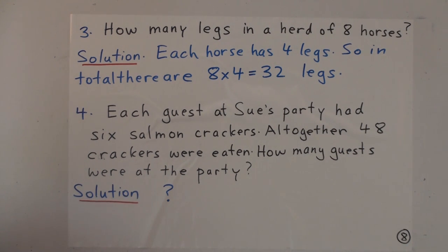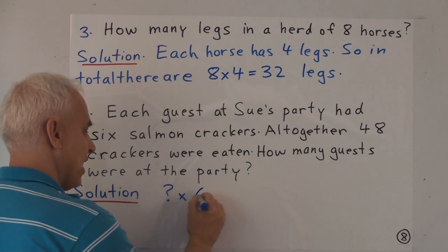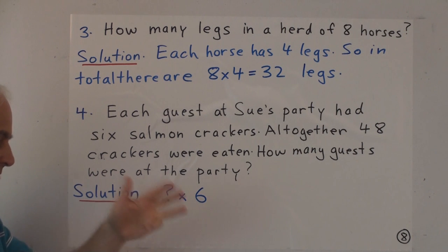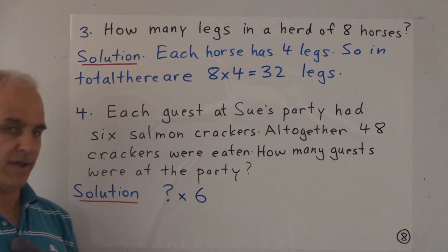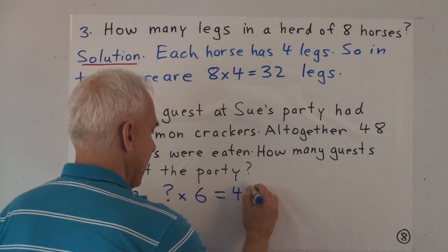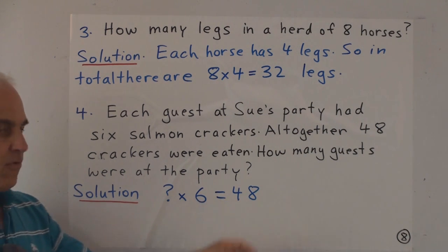So this is the number of guests. What do we know? We know each guest eats 6 crackers. So the total number of crackers eaten is the number of guests times 6. Each guest eats 6 crackers. 6 crackers plus 6 crackers plus 6 crackers plus 6 crackers. Altogether as many of such groups as there are guests. And we're told that altogether that comes to 48 crackers. So we need to find the mystery number. What times 6 equals 48?